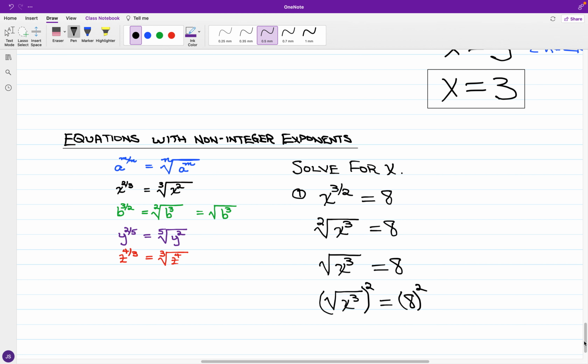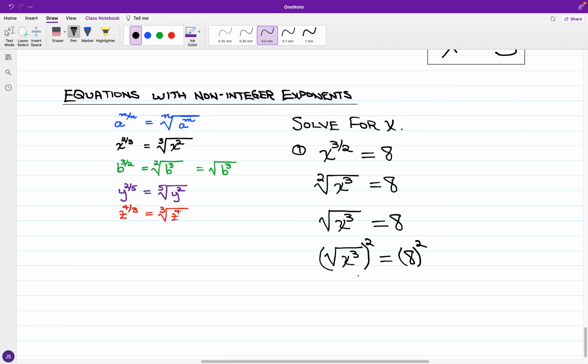So if I look at squaring both sides, the square root of x cubed raised to the second, again the radical and the exponent will cancel out. So x cubed is going to be freed up, and we have our 8 squared. 8 squared is going to be 64. So we're at the stage where we have x to the third freed up, and it is set equal to 64. Now if you notice, I just used exponents to eliminate radicals.